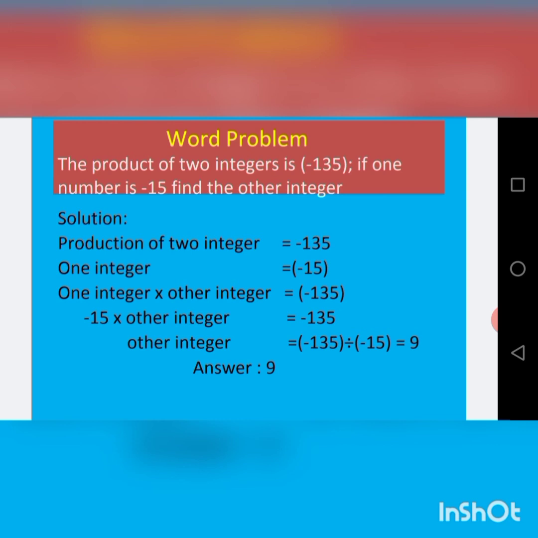Then what happens to minus 15 here? If we take this minus 15 to the other side of the equals sign, it will become divide. So the other integer is equal to minus 135 divided by minus 15. A negative integer divided by a negative integer gives a positive integer as the answer. So the positive integer 9, plus 9, is the answer. So the other integer is 9.